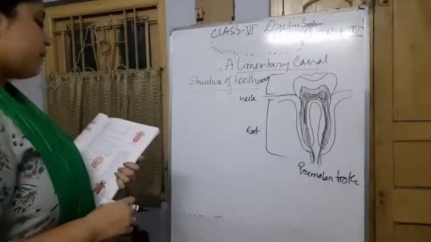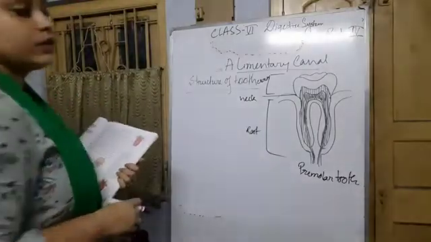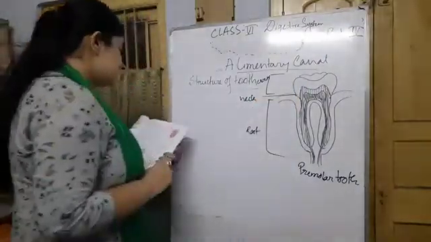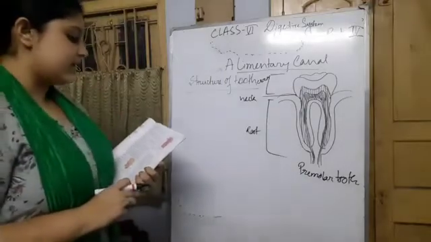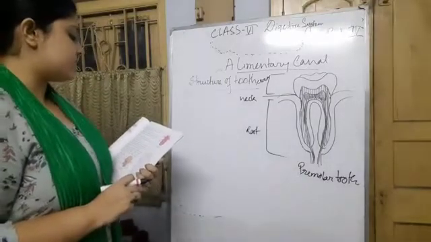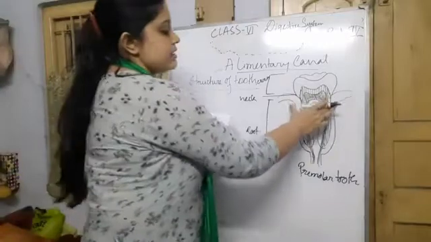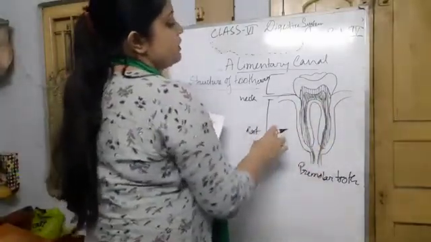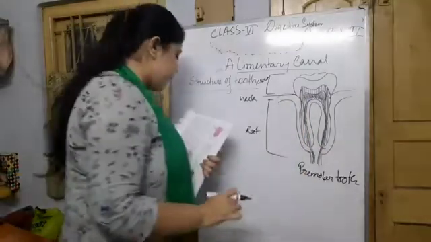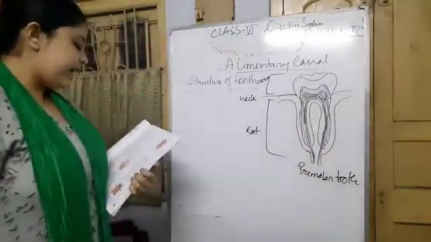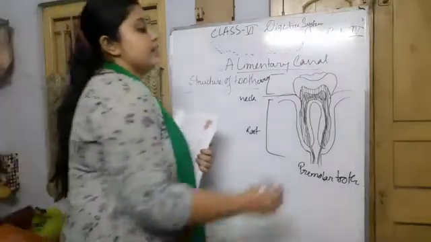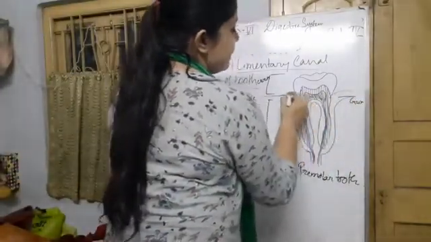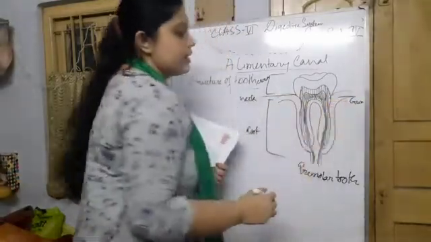The crown is the upper, visible part of the tooth. The root is the lower part, which is embedded in a cup-like socket of the jawbone. This is the cup-like socket of the jawbone in which the root of the tooth is embedded. The neck is surrounded by the gum. This part is the gum, so the neck part is always surrounded by the gum.